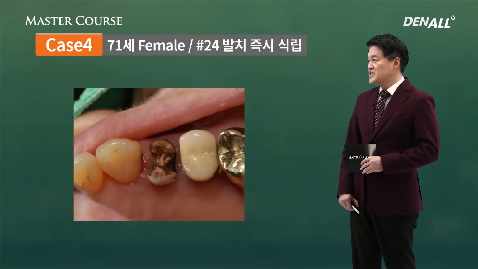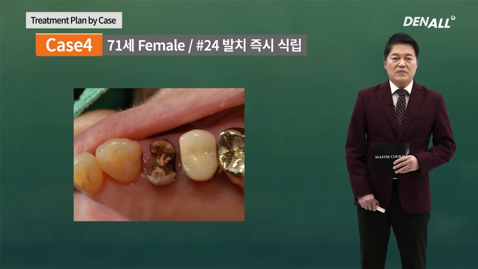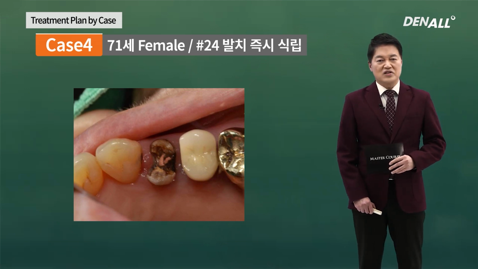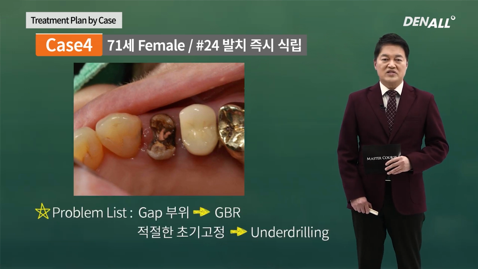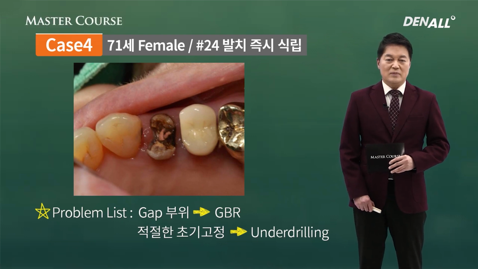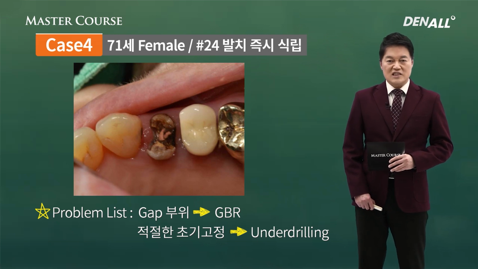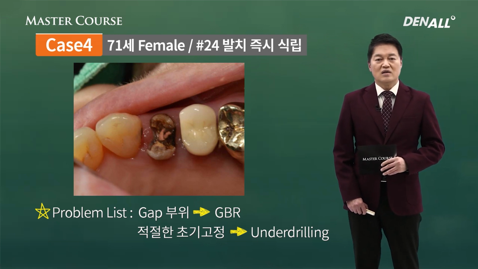The fourth case, 71 years old female patient in number 24. Immediate implant placement after extraction was planned. If you look at the problem list, all implant placement after extraction is the same. Fixture size is smaller, so there's a bone defect, and because there could be a gap, GBR is required.